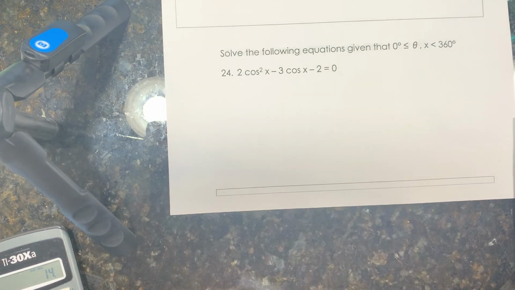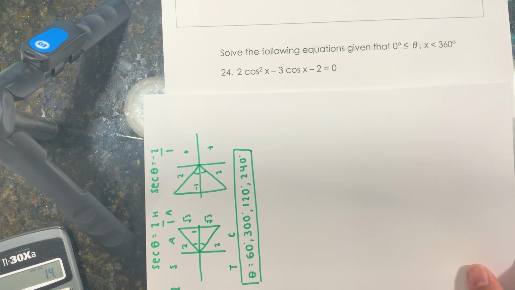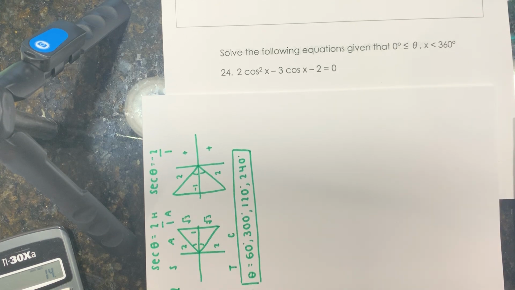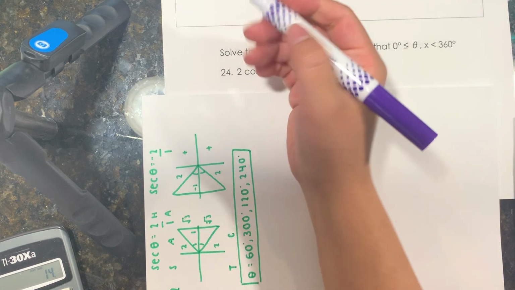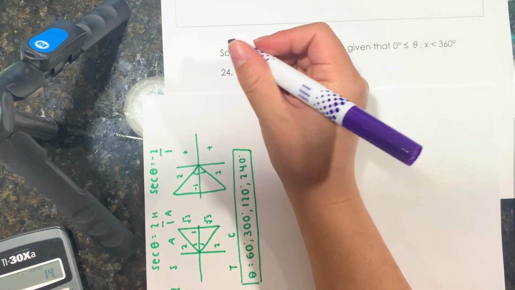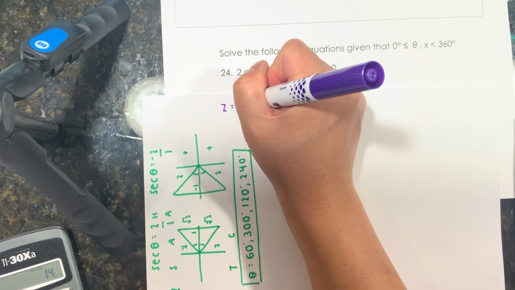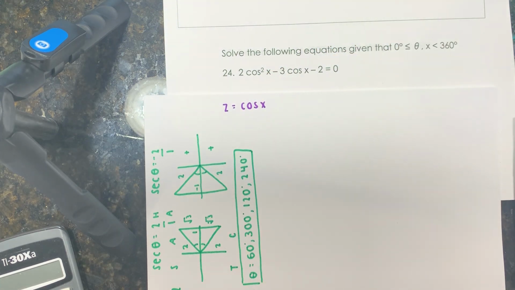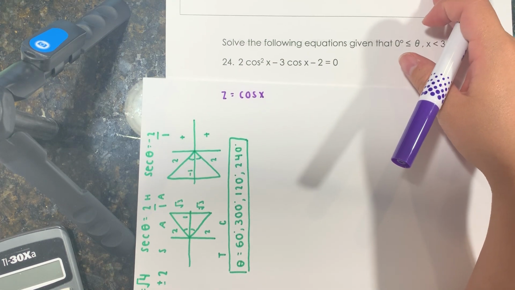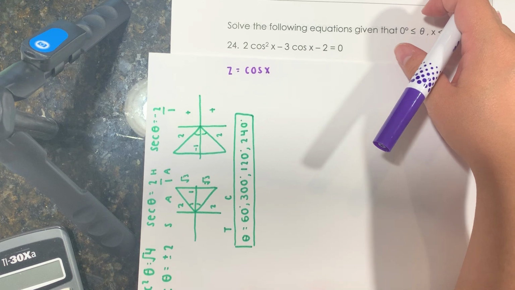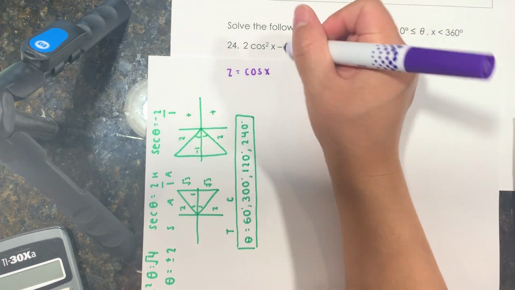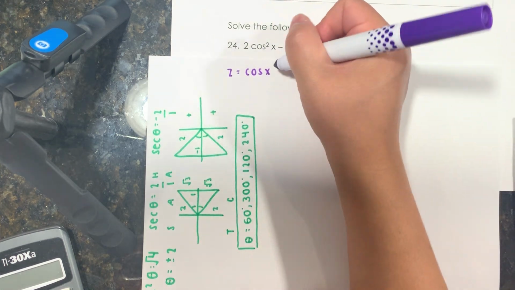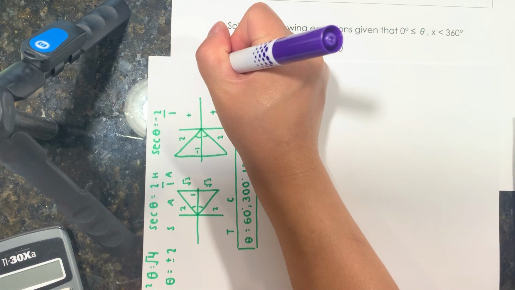Now moving on to number 24. What I'm going to start by doing is I'm actually going to set z equal to cosine x, because I have to actually factor this out. And I don't want to do it with the cosine in there. So I'm going to set z equal to cosine. So I'm replacing all of the cosines with z. This is number 24.